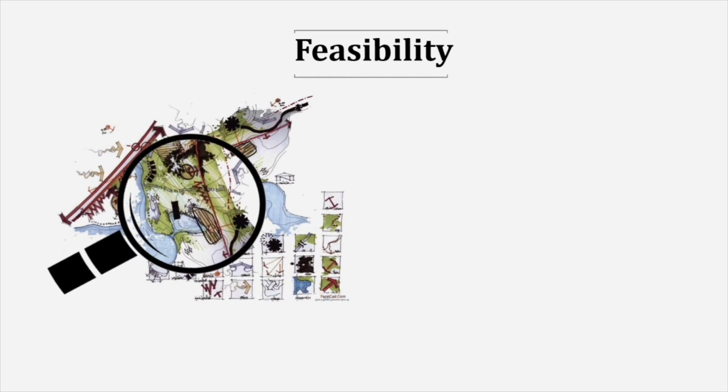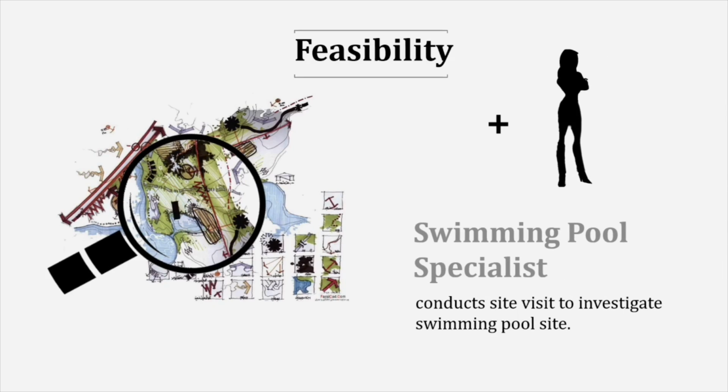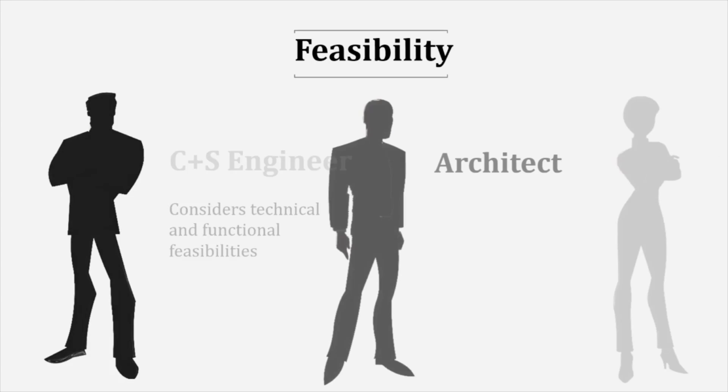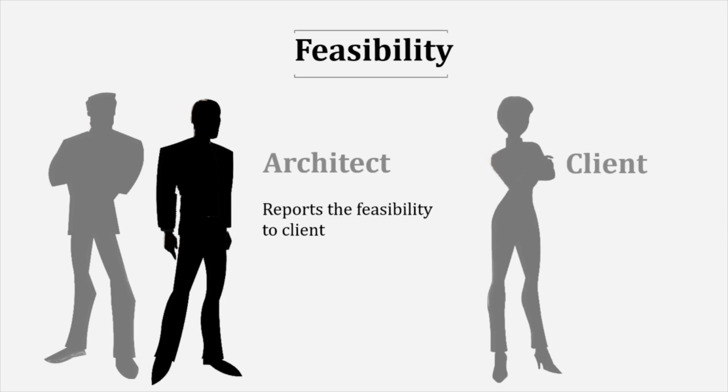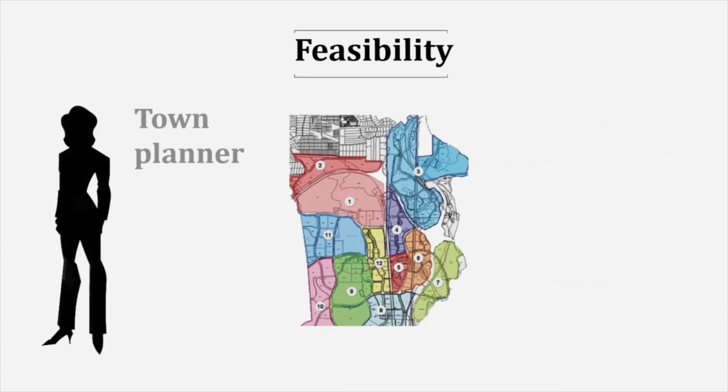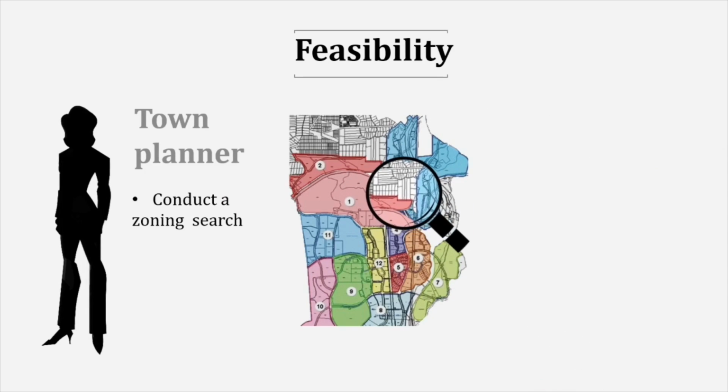Here's where an extra player comes into the process, the swimming pool specialist. This player shall conduct site visits to investigate the swimming pool site. The C&S Engineer comes in to consider technical and functional feasibilities and advises these to the architect. The architect reports the feasibility to the client, where the client shall disapprove or approve to continue on with the proposals. The proposals are sent to the town planner, where he or she shall conduct a zoning search.